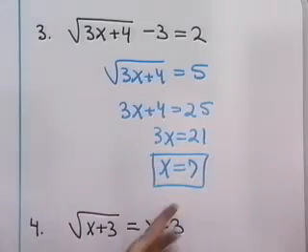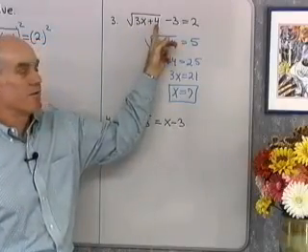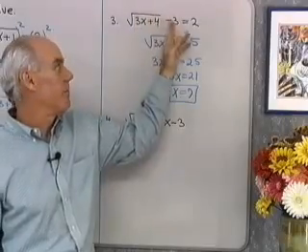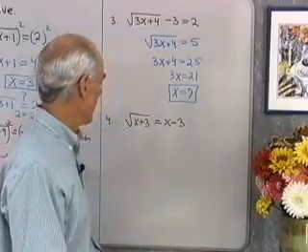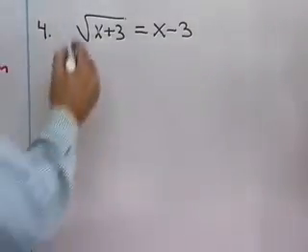Take that x equals 7, put it back in the original equation. 3 times 7 is 21 plus 4 is 25. The positive square root of which is 5, minus 3 is 2. So 2 equals 2, I get a true statement. One last problem. Square root of x plus 3 is equal to x minus 3.